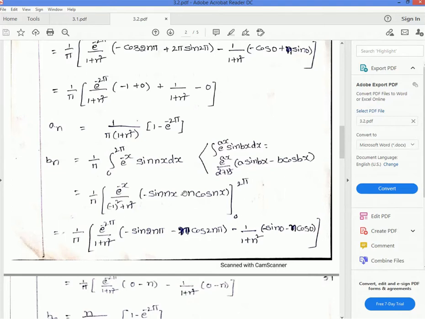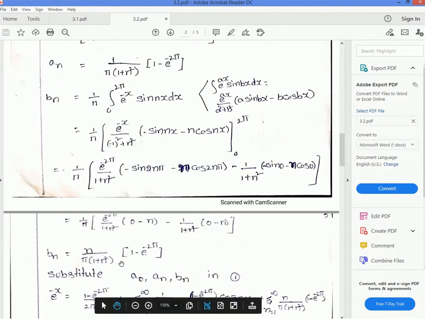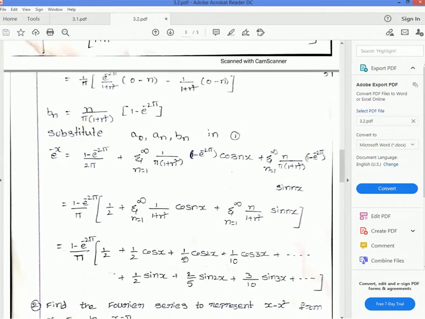Substitute the upper limit 2 pi: e power minus 2 pi divided by 1 plus n square, minus sin 2 n pi, minus n into cos 2 n pi, minus the lower limit 0: e power 0 divided by 1 plus n square, minus sin 0 minus n cos 0. We know sin 0 is 0, cos 0 is 1, sin 2 n pi is 0, cos 2 n pi is 1. Substituting all these values and simplifying, we get n into 1 minus e power minus 2 pi divided by pi into 1 plus n square. Now substitute the a naught, a n, b n values in equation 1. We get the required Fourier series.